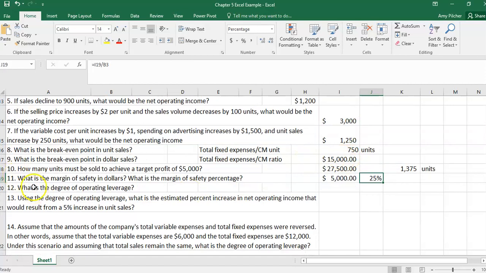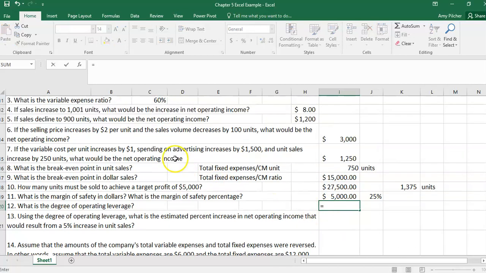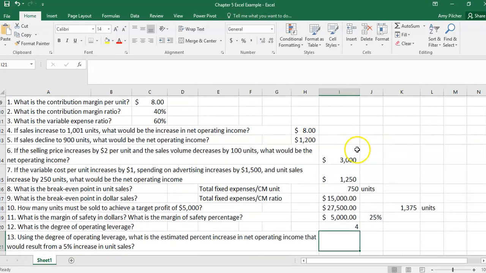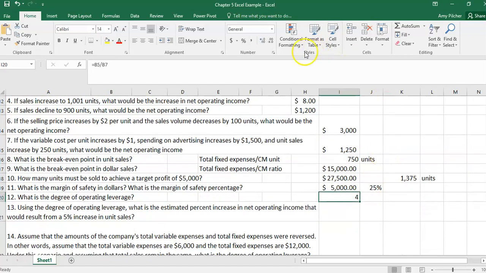Number 12 asks, what is the degree of operating leverage? So operating leverage is the contribution margin divided by net operating income. So we take our contribution margin of 8,000 divided by our operating income of 2,000. That gives us our degree of operating leverage of 4.0.